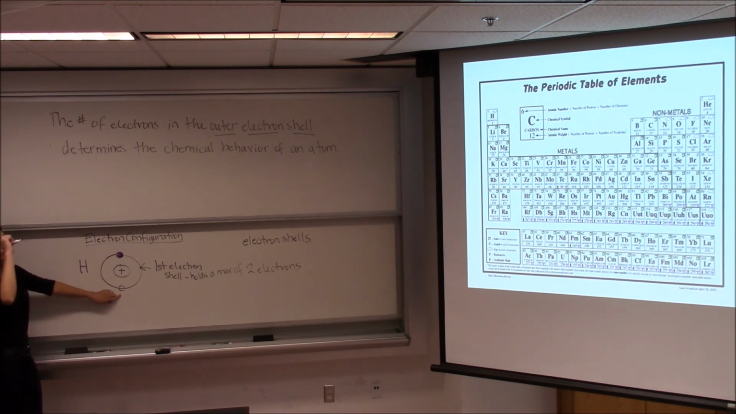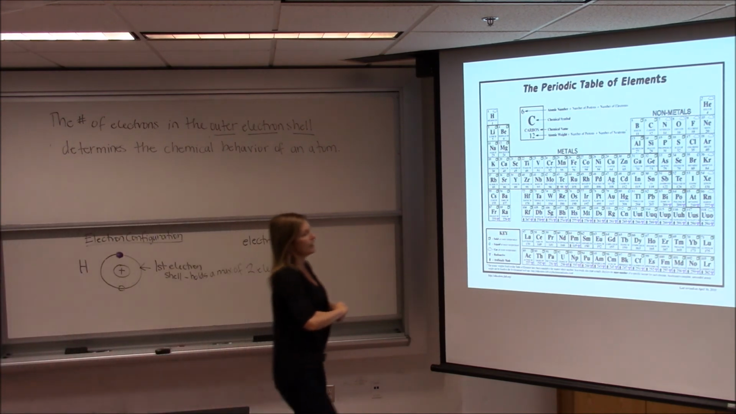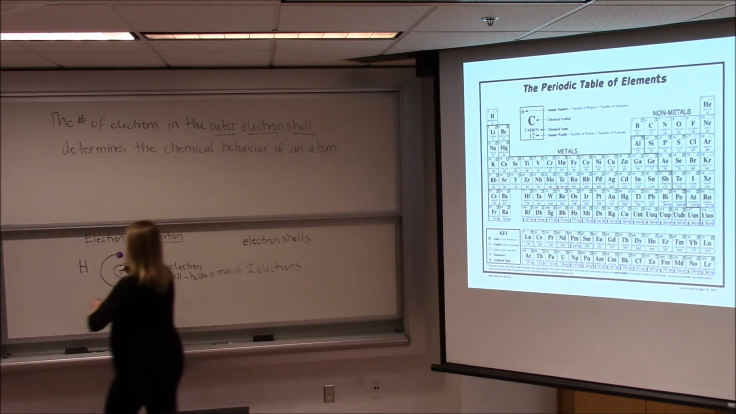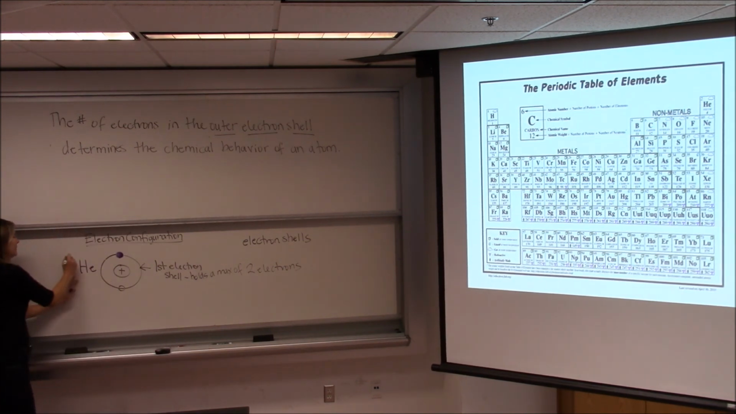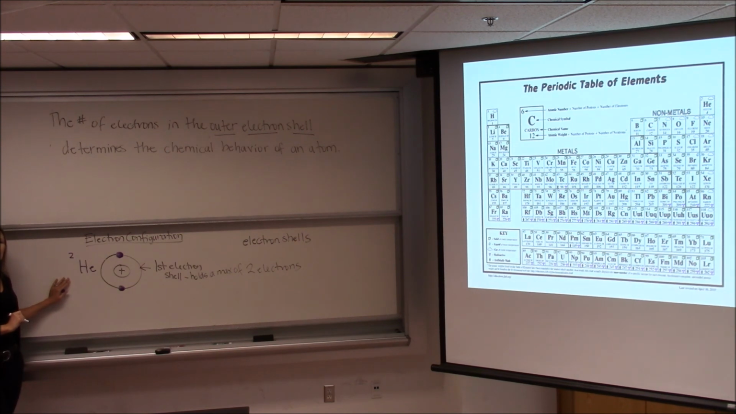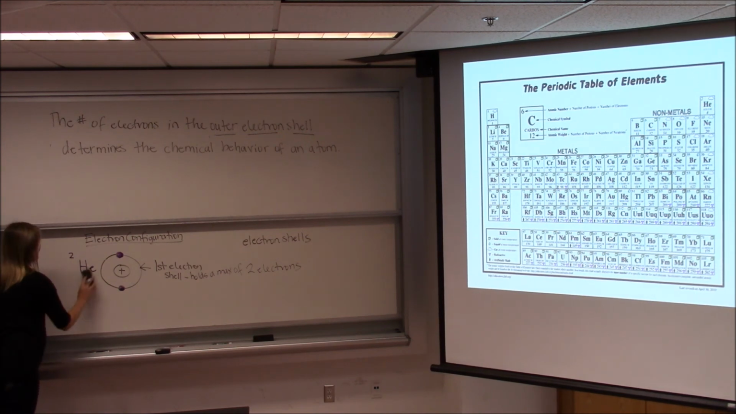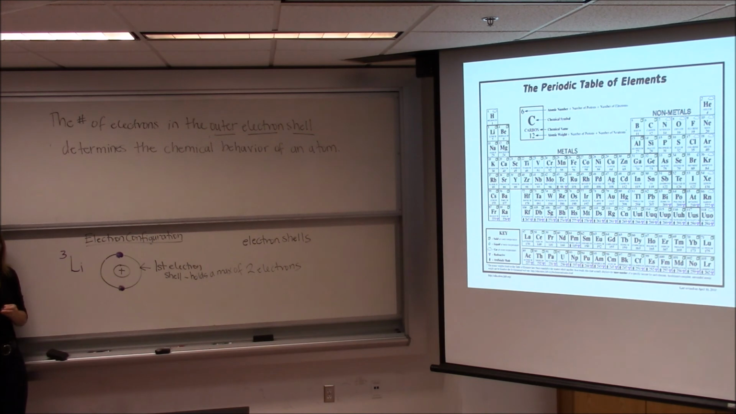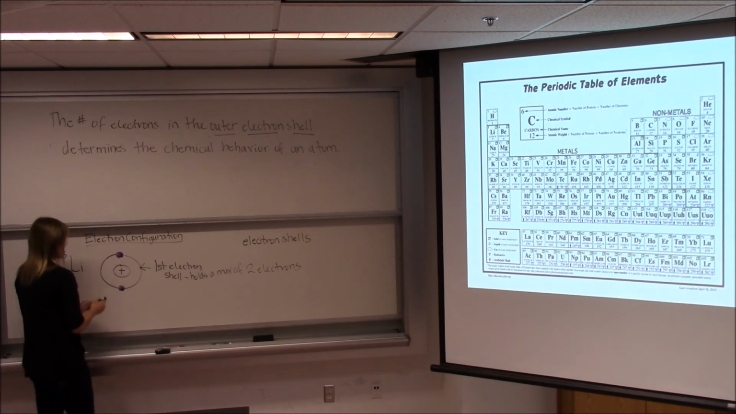If we move up the periodic table to the next element, helium, all the way over here in the last column. Helium is atomic number 2. I'm going to cheat and not erase. Helium, atomic number 2. That means it has 2 electrons, 1, 2. So helium doesn't have any spots available. Now moving to lithium, atomic number 3. We're out of room in the first electron shell. So that next electron is going to have to go to what we call the second electron shell.